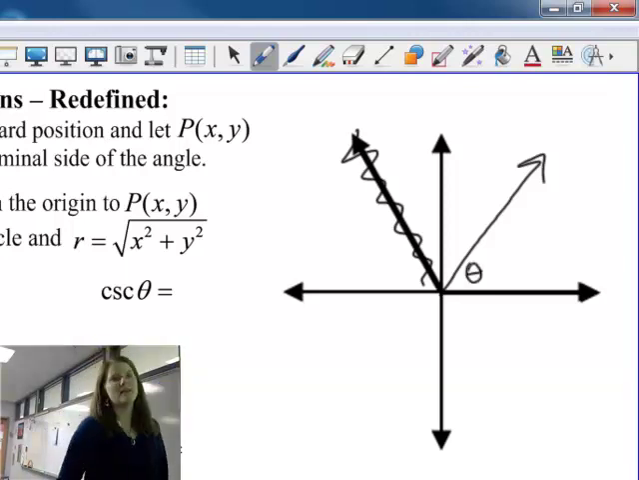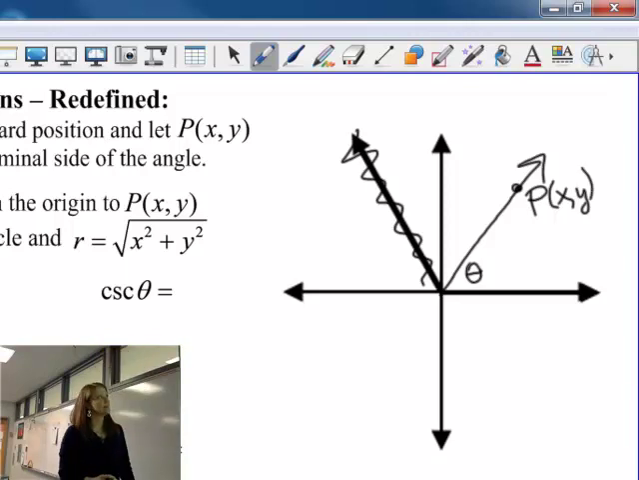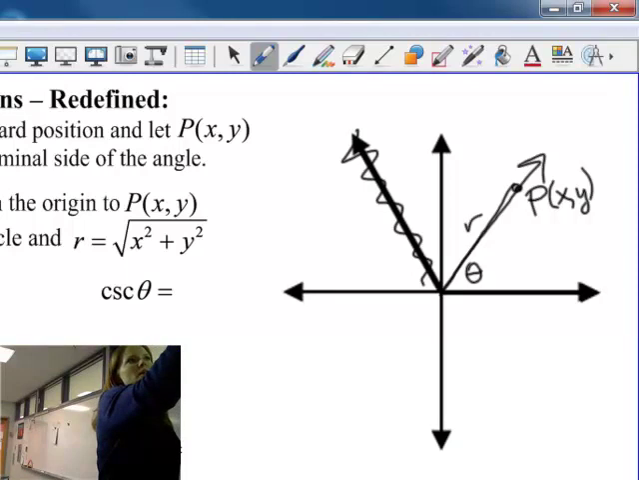So this is our little theta right here. If that's the case, this terminal side of our angle goes through a whole bunch of ordered pairs, dots. We're going to call this one P, which is (x, y). When we do that, r is the distance from the origin, or like the radius of a circle, from the origin to that point. So this is going to be our r.